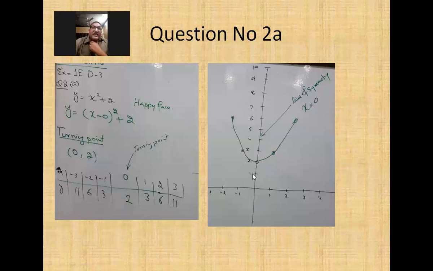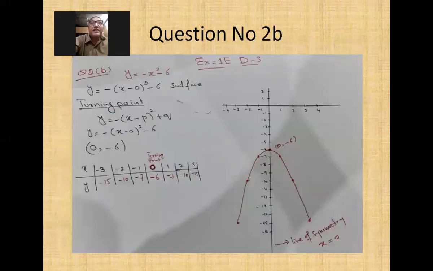Because the line is vertical and passes through the origin, its equation will be x equals 0. You know, the line of symmetry in a parabola is always a vertical line, and its equation is always x equals some constant. That's question number 2a.